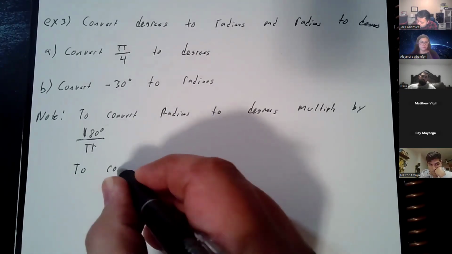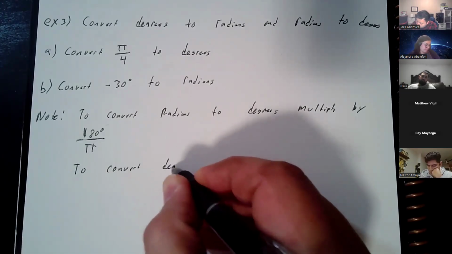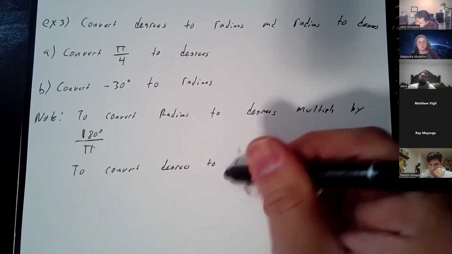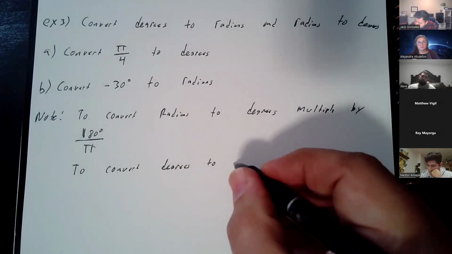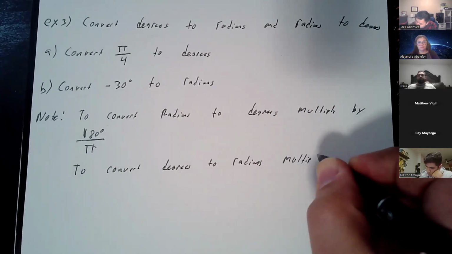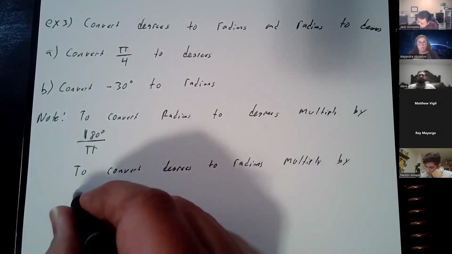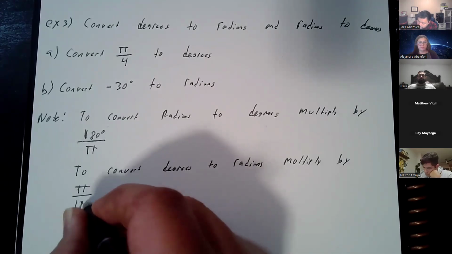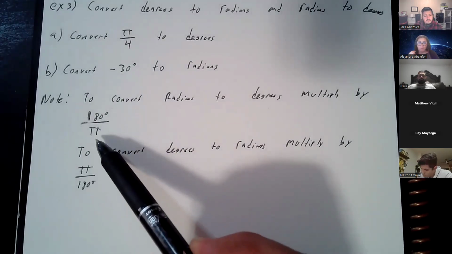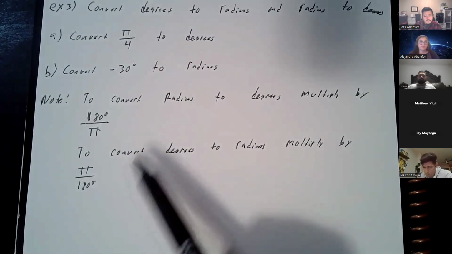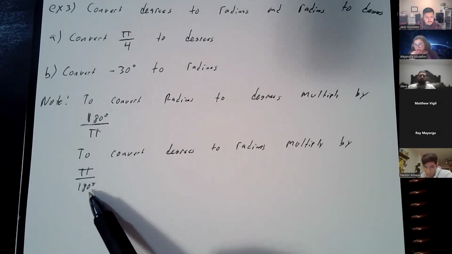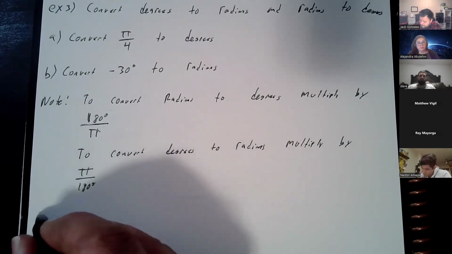To convert degrees to radians, multiply by pi over 180. And if you ever forget which one to use, the pi needs to be on the bottom to cancel the pi if I'm going to degrees. If I want to go from degrees to radians, I need to cancel the degrees, so the degrees have to be on the bottom.